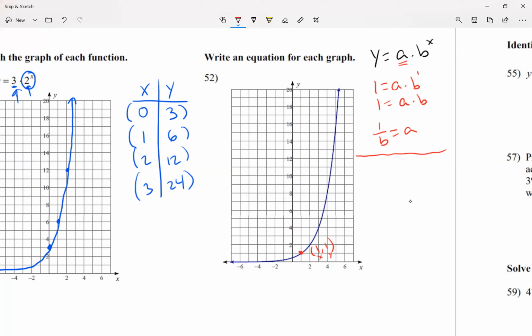Now, let me find another point here. I see this point right here. The coordinates of this point are 3, 4. Okay. Going back to the equation, y is equal to a times b to the x. Notice now my x is 3, my y is 4. So let me write this as 4 is equal to a times b to the 3.